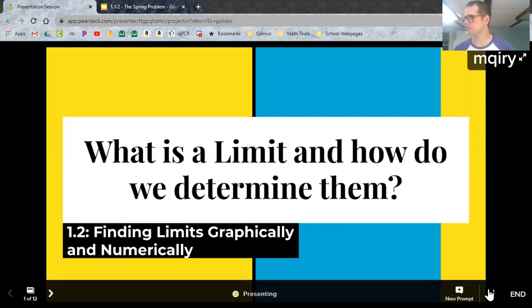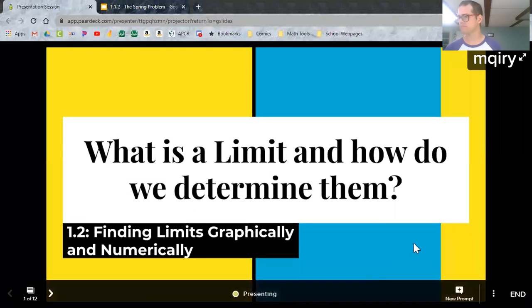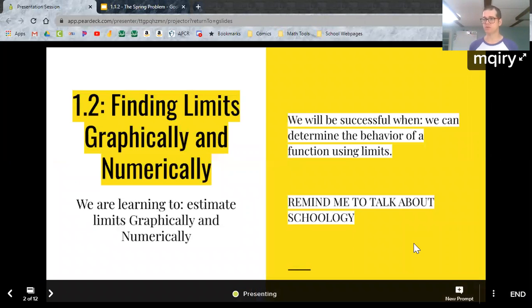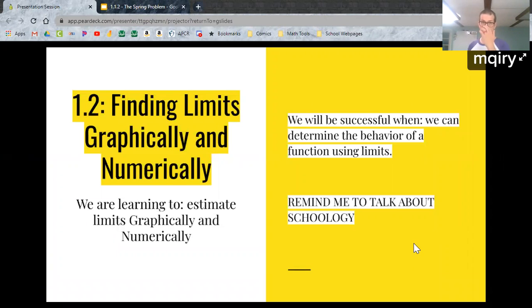So, oh, that's right, I can't do that. I'll do that in the next thing. So what is a limit and how do we determine them? Finding limits graphically and numerically is what we're looking at today. So again, we're learning to estimate limits graphically and numerically. Be very careful about that terminology. I know I'm saying finding limits, but really we're estimating limits graphically and numerically. We'll be successful when we can determine the behavior of a function using limits.